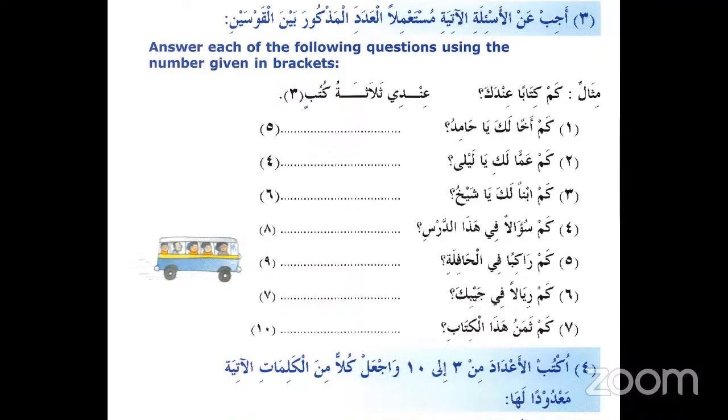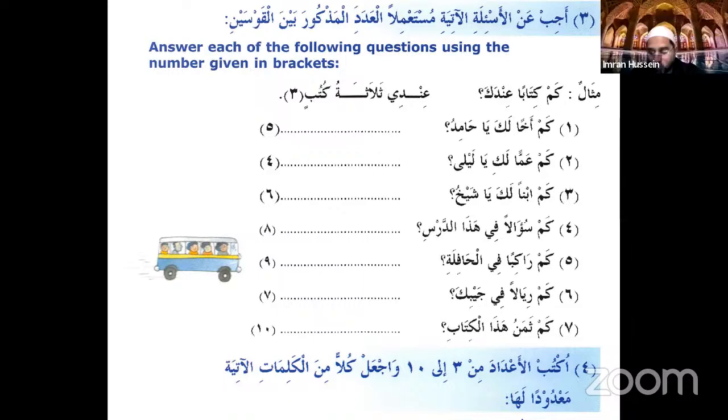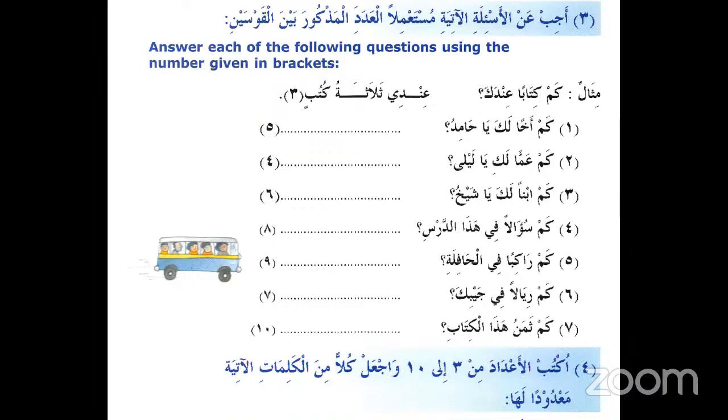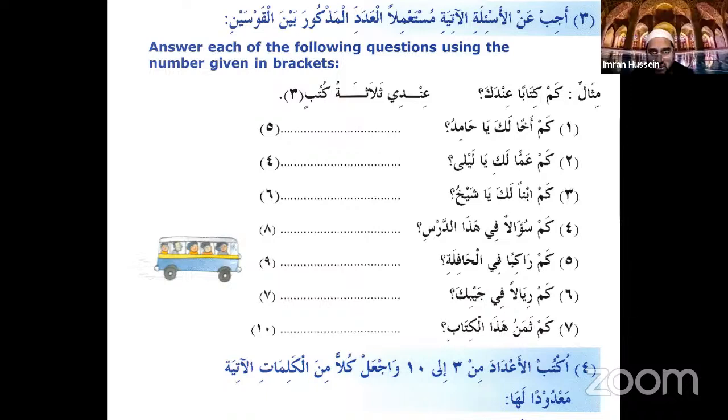Number 2. كم عما لك يا ليلى, لي أربعة. Now this one عم, the plural of عم is أعمام. Okay. لي أربعة أعمام. Correct. كم ابنا لك يا شيخ, لي ستة أبناء. Excellent.